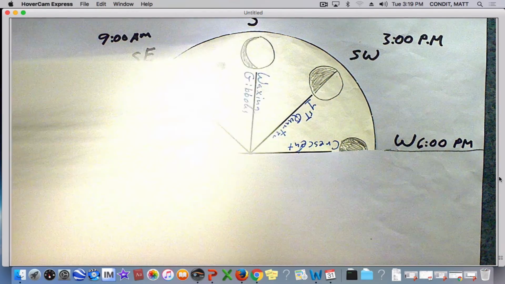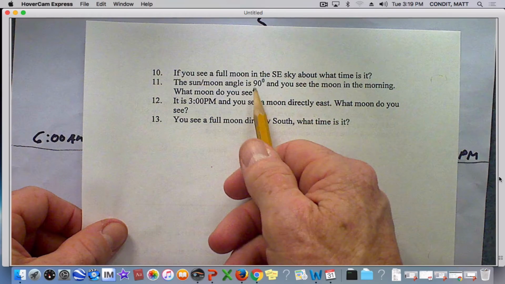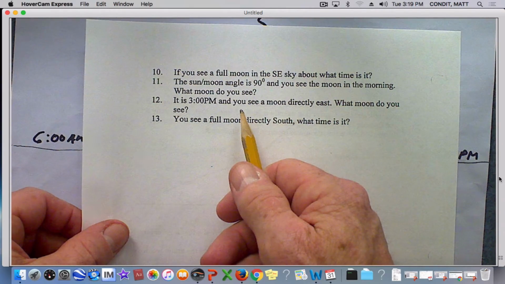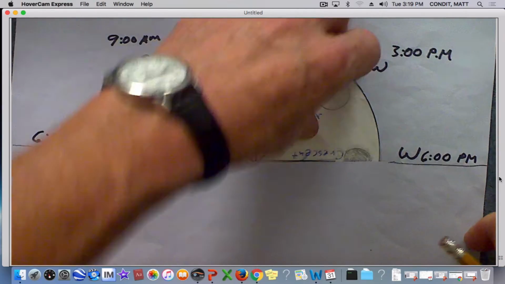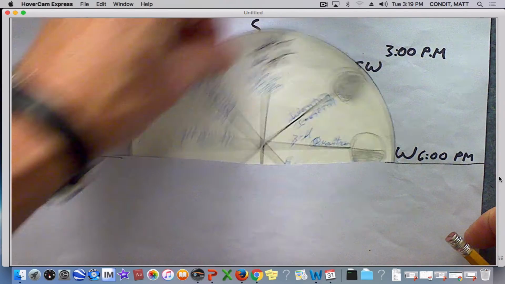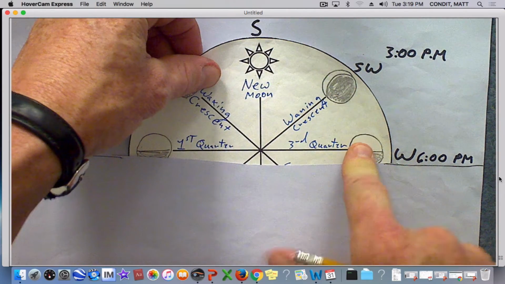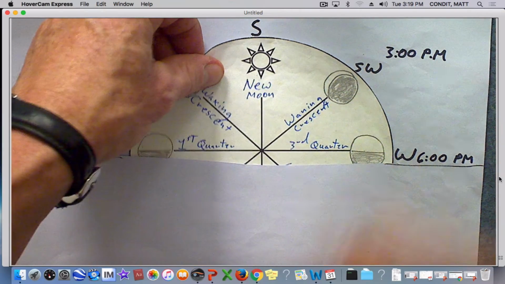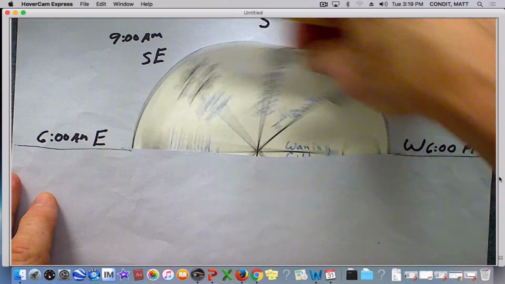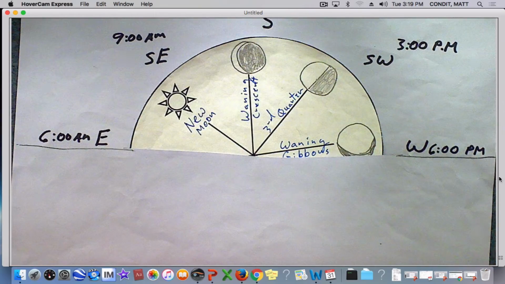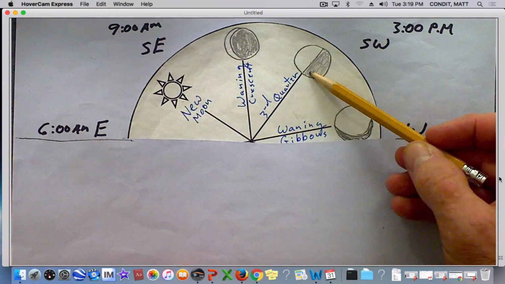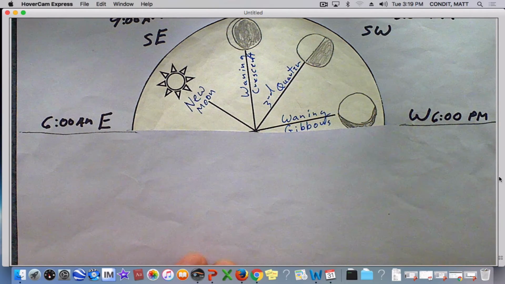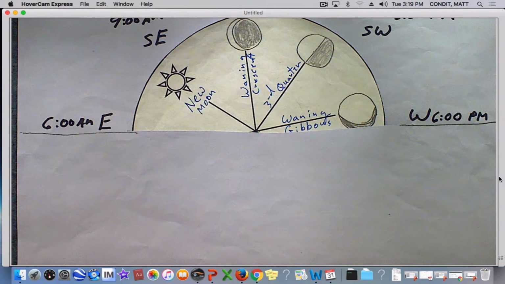Number 11, the sun-moon angle is 90 degrees, and you see the moon in the morning. What moon do you see? Okay? If we know the sun-moon angle is 90 degrees, we know it's either a third quarter or a first quarter because those are our two 90-degree angle moons. And we know it's morning. There's only one of those that is going to be up in the sky, and that's a third quarter because the first quarter is down here below the horizon, and we couldn't see it at that time.